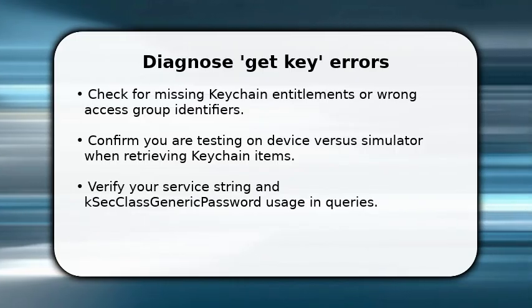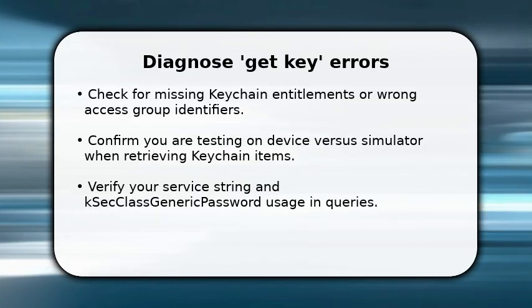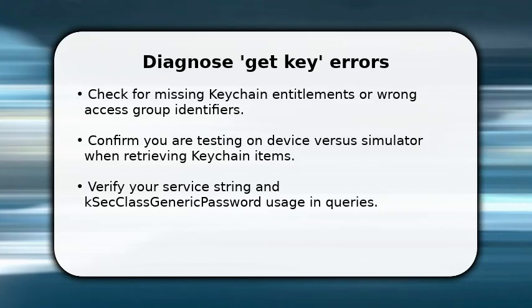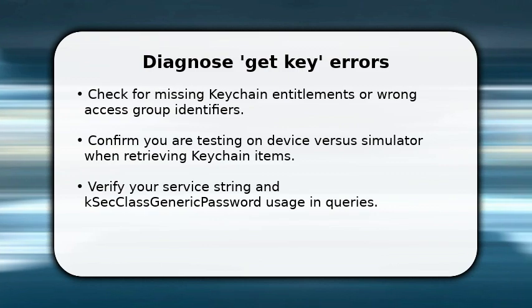Inspect your app entitlements for keychain access and confirm the access group string matches com.example.app or your app group. Open Info.plist and environment variables to ensure no keys are being overwritten at runtime. Finally, confirm the keychain item was actually saved before attempting get operations.